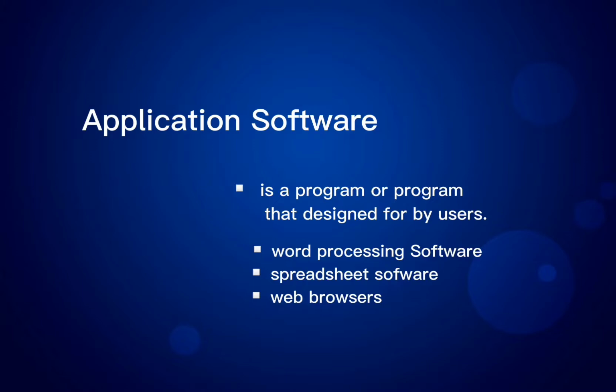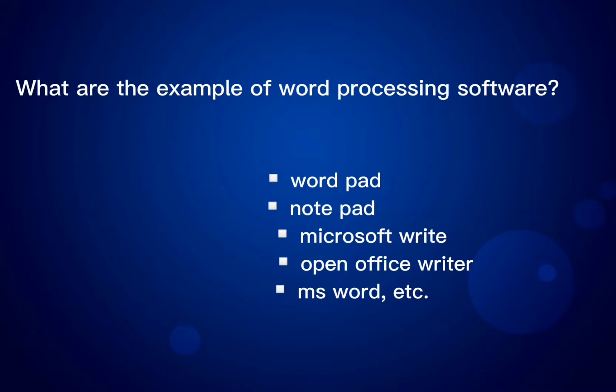Application software is used by users to perform specific tasks. And what are the examples of word processing software? So, andyan ang WordPad, Notepad, Microsoft Write, OpenOffice Writer, MS Word, at marami pang iba.